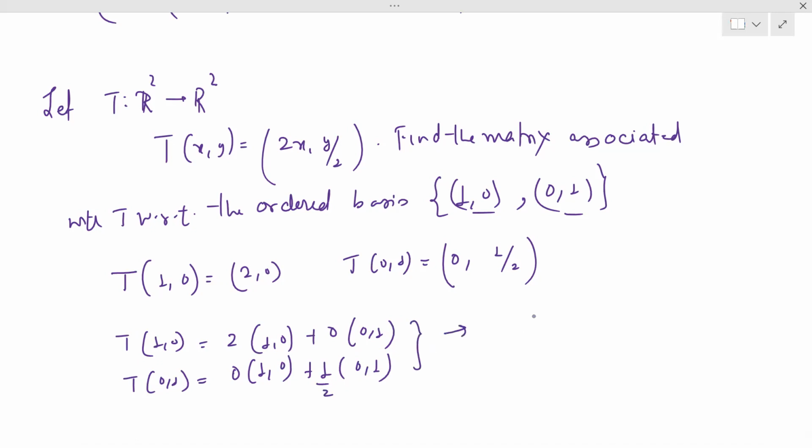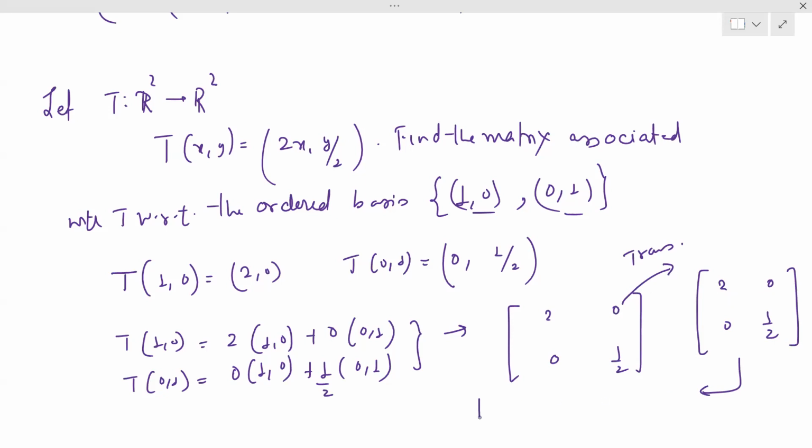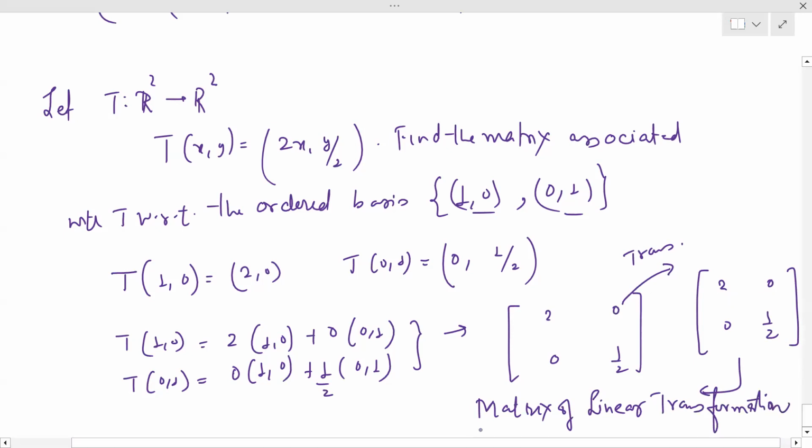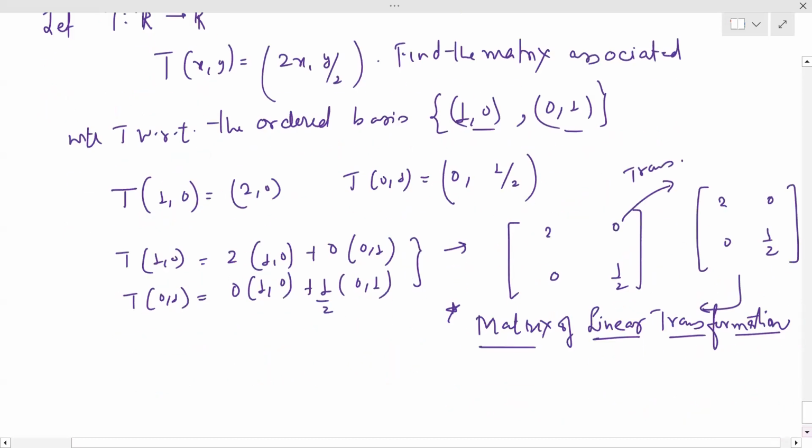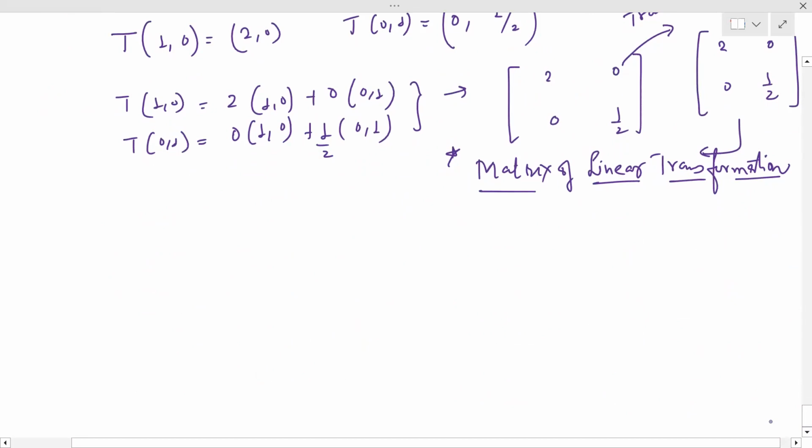Okay. Now just think about this. So the coefficient matrix would be what? The coefficient matrix is 2, 0, 0 and half. So just take a transpose of it. If I take a transpose of it, what am I going to obtain? I'm going to obtain 2, 0, 0, half. So this is the matrix of the linear transformation. I hope it is clear. Okay, so this is the matrix of the linear transformation.